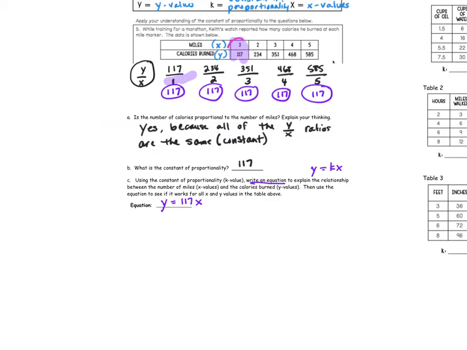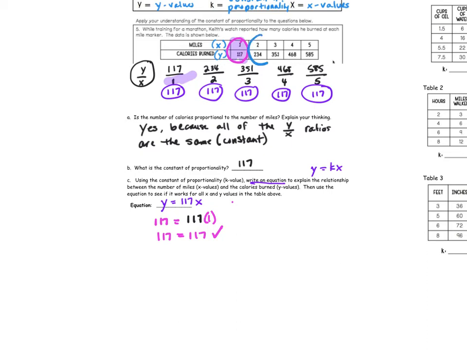So I'm going to start with our first ordered pair. The y value is 117, and then I need to use my constant of proportionality, which is 117, and the matching x value is 1. So this would be 117 equals 117. So yes, this equation works for that first ordered pair.